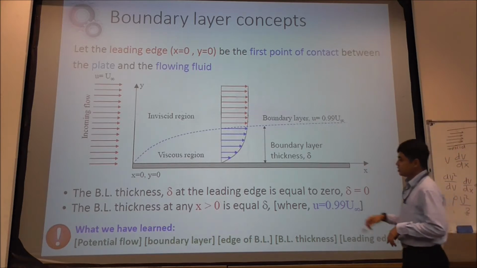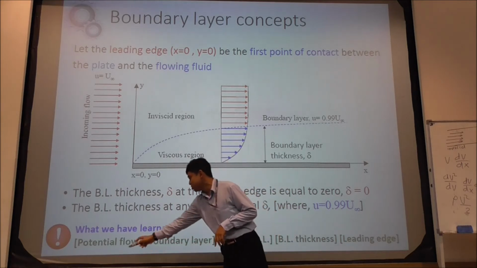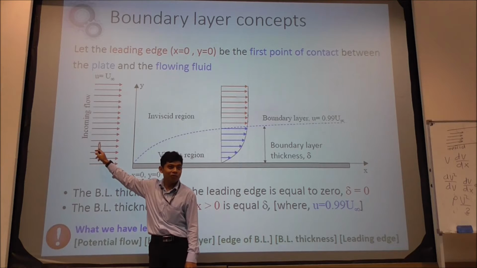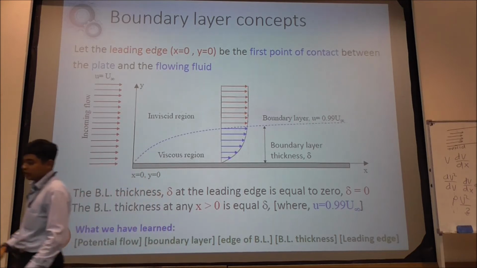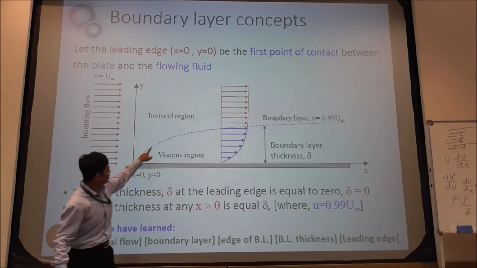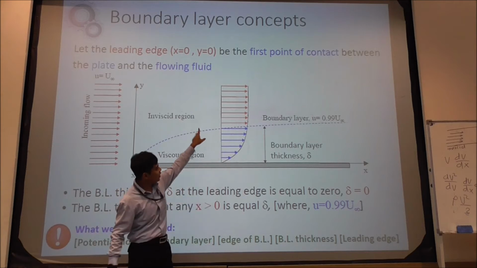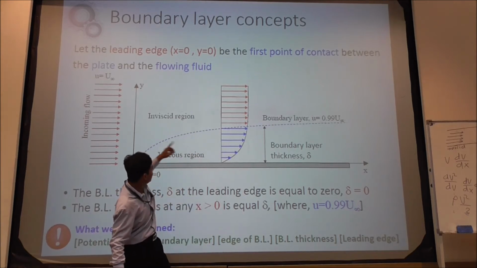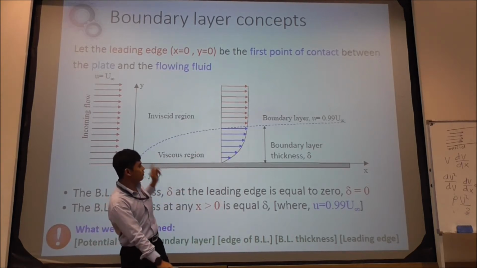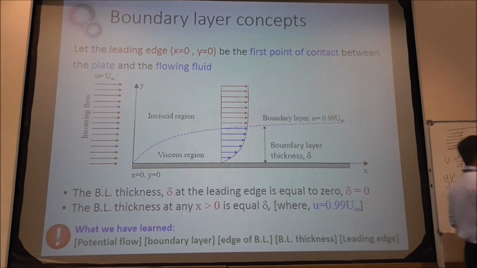Okay? Before we proceed, what we have learned now from here is, you know what is potential flow? It's your incoming flow, undisturbed flow. Why are we saying this one is undisturbed flow? Because you take the part that is not affected by any surface. Okay? You have the boundary layer. This is your boundary layer. Edge of the boundary layer. Right? This one is the edge of the boundary layer. And then you have the boundary layer thickness and you have the leading edge. So remember that. We will use that again and again.